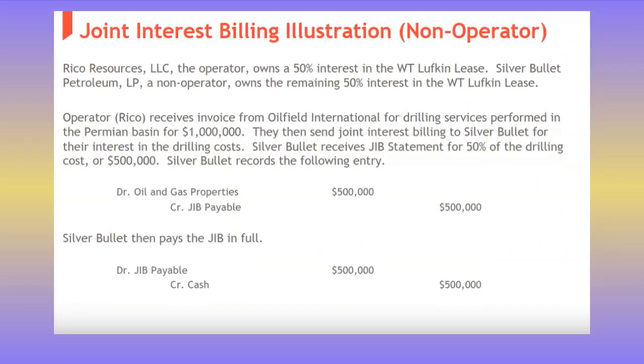Now, from the non-op perspective, same scenario, except this is going to be on Silver Bullet's side. So for Silver Bullet, they will debit oil and gas properties for $500,000 and then credit a JIB payable for $500,000, showing they owe that to Rico Resources. And then once Silver Bullet pays the JIB, they will get rid of the JIB payable by debiting it for $500,000 and then crediting cash for $500,000.